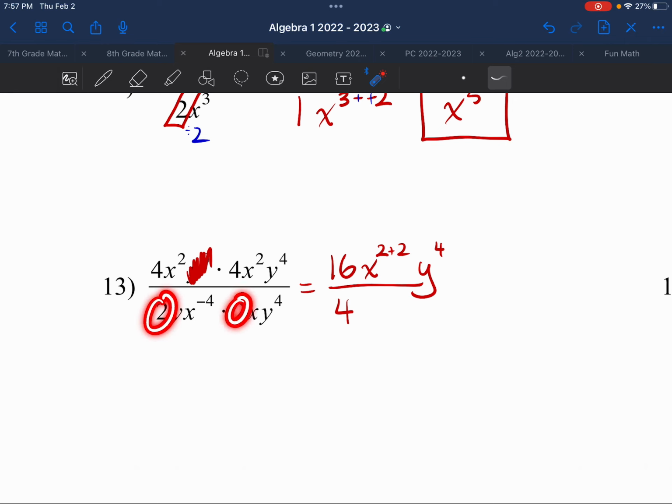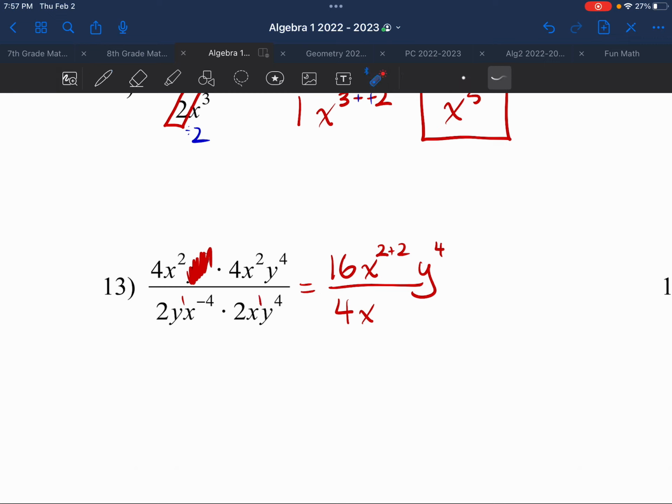I've already gotten those coefficients taken care of. I want to deal with the x first, even though this y is first. For whatever reason, it's out of order alphabetically. I'm going to do x first, and I'm going to, again, add my powers. And by the way, this y is to the power of 1, and this x is to the power of 1, because when you don't see a power, that power is 1.